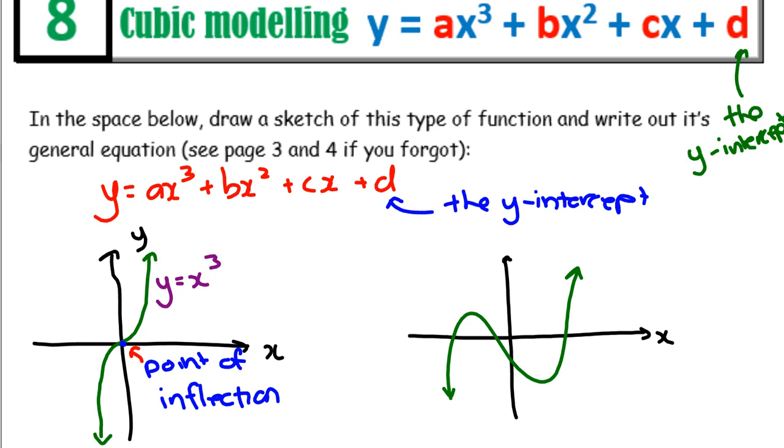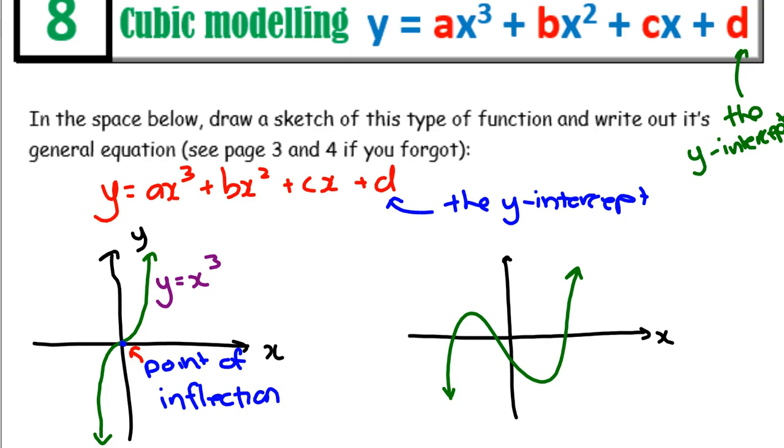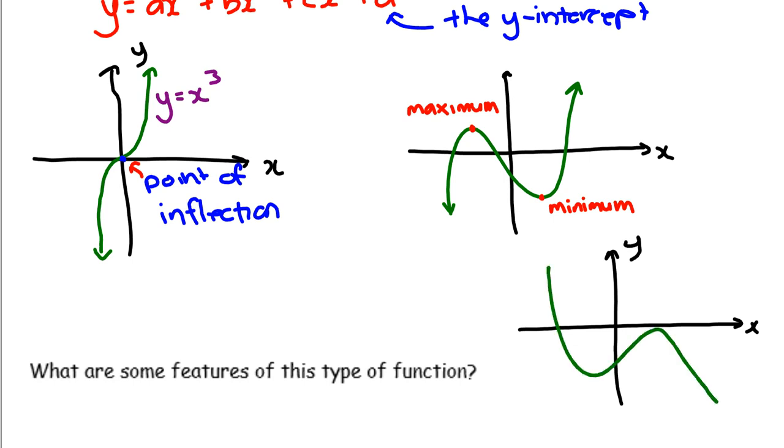That's one type. Notice you've got two vertices: you have a maximum and you have a minimum. So that's a minimum. This one's what we call a maximum. Whereas quadratics have just one minimum or one maximum. Let's do one more example so you get the hang of it. You could also get them going like this instead. Same thing: you've got a maximum here and a minimum here.